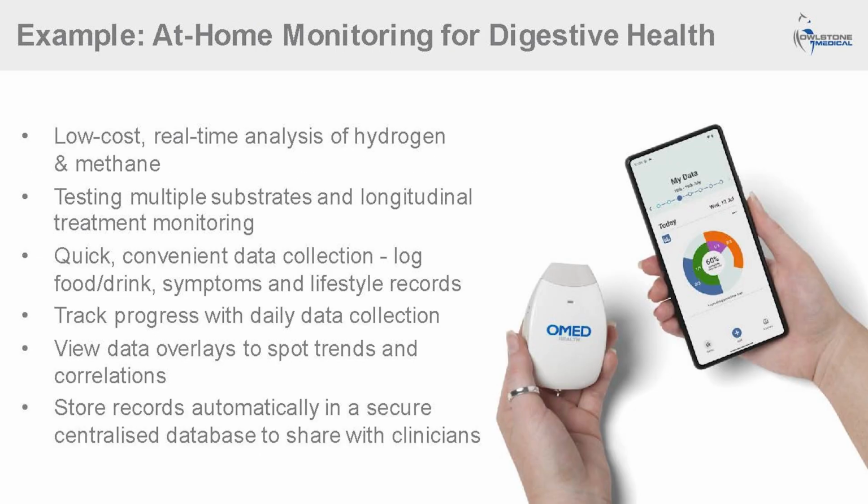So to show you a little bit about what that looks like, this is a device we're talking about. It is an at-home monitoring system for digestive health. So it gives real-time readout of hydrogen and methane levels. The app also contains multiple questions and things for the patients to input data into, so that ultimately we can correlate the data and spot trends and correlations with, for example, symptoms and hydrogen and methane levels, and help them to manage their health in a more active and proactive way.